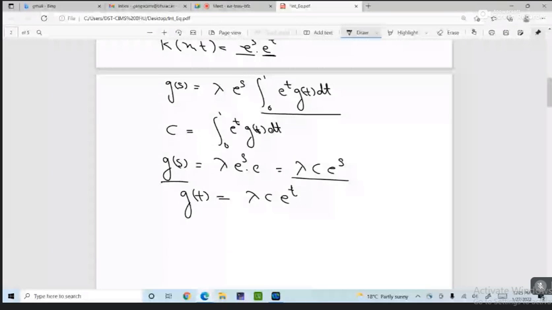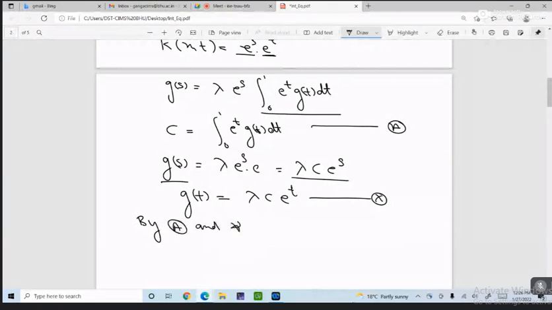Suppose this is asterisk. Now by asterisk, c will be the value of constant here, limit 0 to 1 and e^t here, and the value of g(t) is this one. So we can write lambda c e to the power t into dt. Is it clear? Clear? Yes, sir.